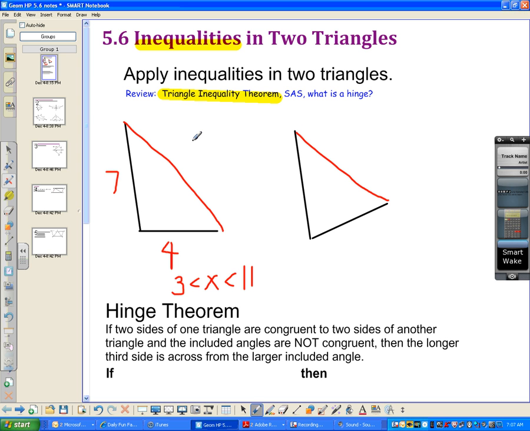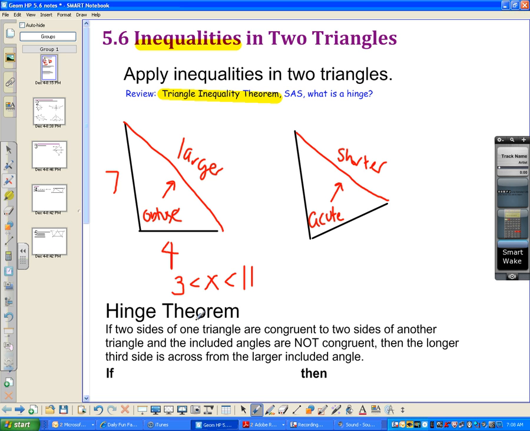Okay, well, if you see, this is an obtuse angle and this is an acute angle. And what happens is, since this angle is bigger than this angle, this opposite side is going to be larger than the side across from the shorter angle. And that's called the Hinge theorem.